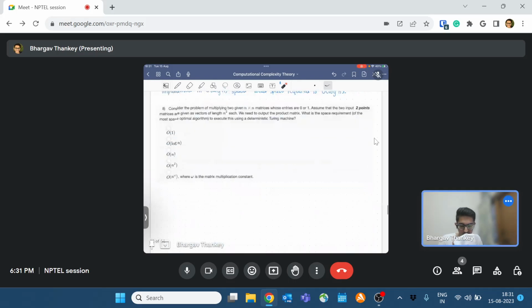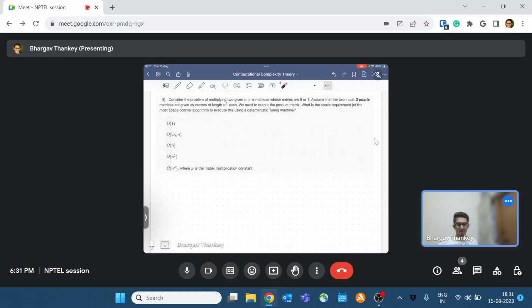So now let's look at the next problem. Consider the problem of multiplying two given n cross n matrices whose entries are 0 and 1. Assume that the two input matrices are given as vectors of length n square each. We need to output the product matrix. What is the space requirement of the most space optimal algorithm to execute this using a deterministic Turing machine? Order 1, order log n, order n square, or order n to the omega, where omega is the matrix multiplication constant. Which of these is true?